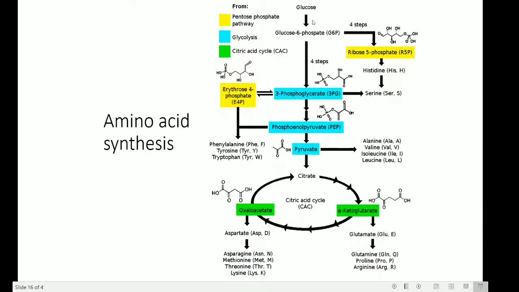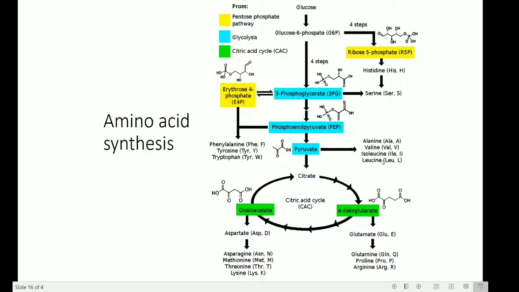Glucose is converted to glucose 6-phosphate. This glucose 6-phosphate is converted into ribose 5-phosphate, R5P. This ribose 5-phosphate helps to produce the histidine molecule and the serine molecule. This is a very, very important image and its data. Please listen: glucose is converted into glucose 6-phosphate, and that glucose 6-phosphate is converted into ribose 5-phosphate.